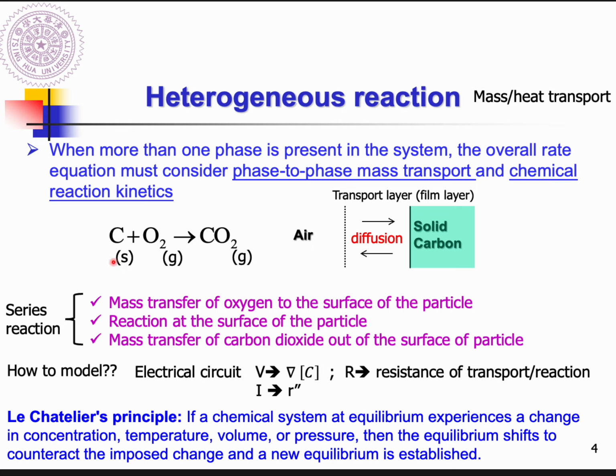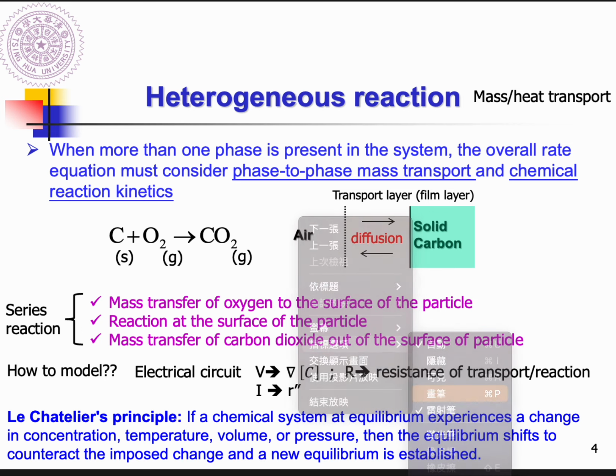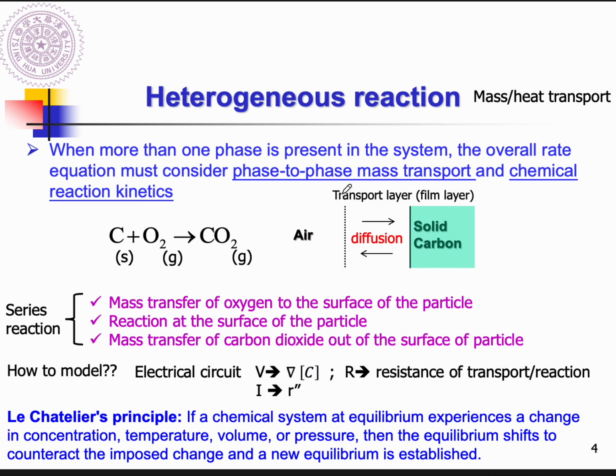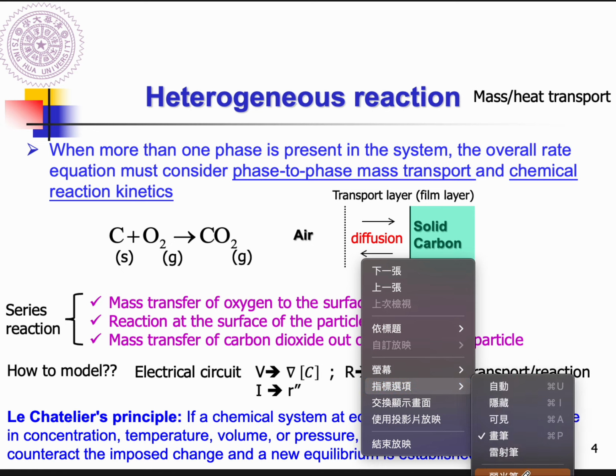So, for example, if you have solid carbon reacting with oxygen gas, it will generate carbon dioxide, right? In these heterogeneous reactions, we can separate this process into 3 steps, which we call a series reaction. In the beginning, the oxygen. Let me draw something. If I try to plot the oxygen concentration and show it in red, okay? Or probably I change the color.